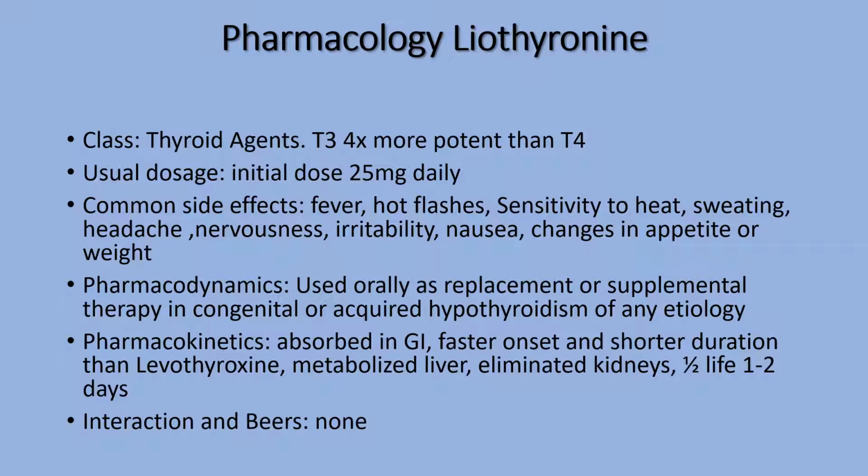This is a T3, which is 4 times more potent than T4. The usual dosage is 25 micrograms daily. It's usually not considered the first line of treatment in hypothyroidism, but in Karen's case, we're going to have this on board just in case she needs something a little more. Same side effects as Synthroid, as well as the same pharmacodynamics. This is also absorbed faster and has a shorter duration than Synthroid. It's metabolized in the liver, eliminated by the kidneys, and the half-life is 1 to 2 days. No interaction noted with the Beers criteria.